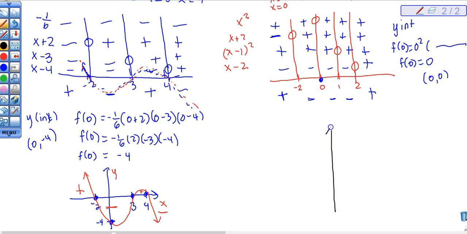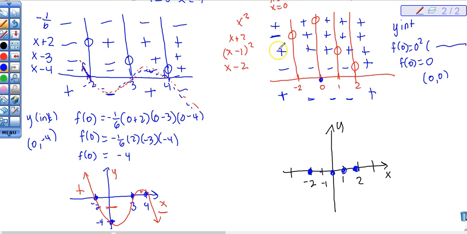So let's go ahead and graph our graph. And let's see. There's our y-axis. Here's our x-axis. And we have a 0 at -2, 1, 2, etc. So we'll plot those zeros at -2, 0, 1, and 2. Sorry about that big dot there. It's on the line, I promise.